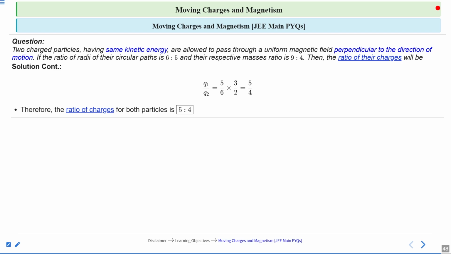This is a very important type of question, which is generally asked in JEE or NEET.